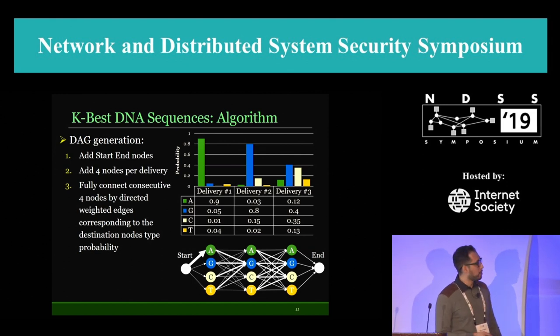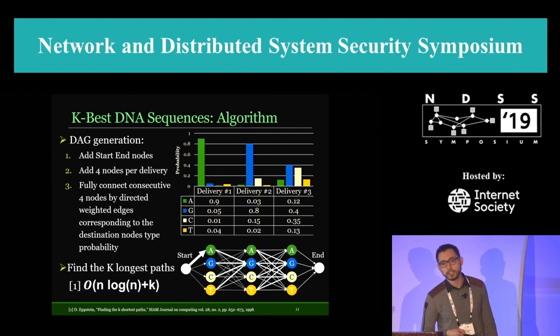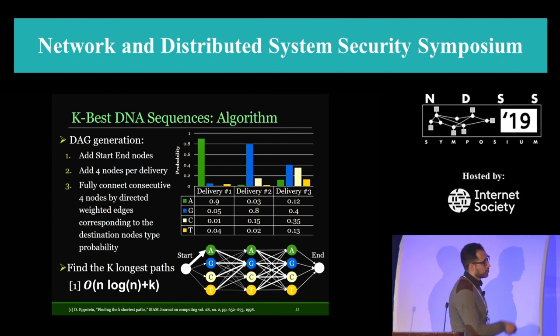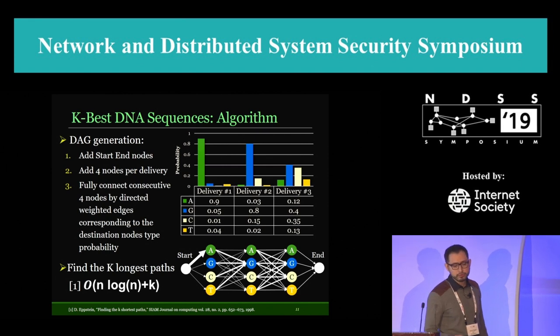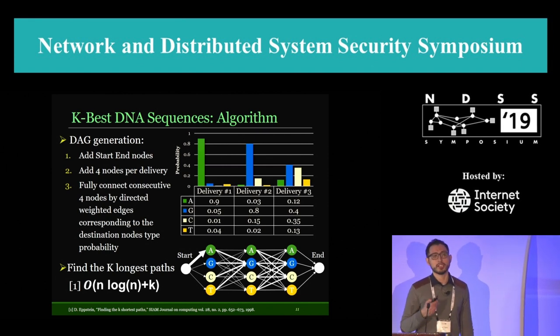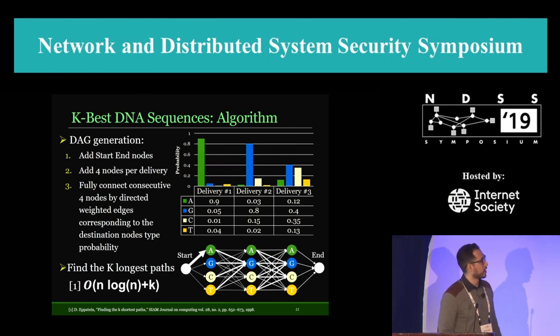log of the probability that has been estimated by the classifier. In this graph, a path from the start node to the end node represents one prediction. And from graph theory, we know that it's possible to find the k longest paths in this graph with an asymptotic time complexity of n log n plus k, which is obviously much faster than the brute force algorithm.